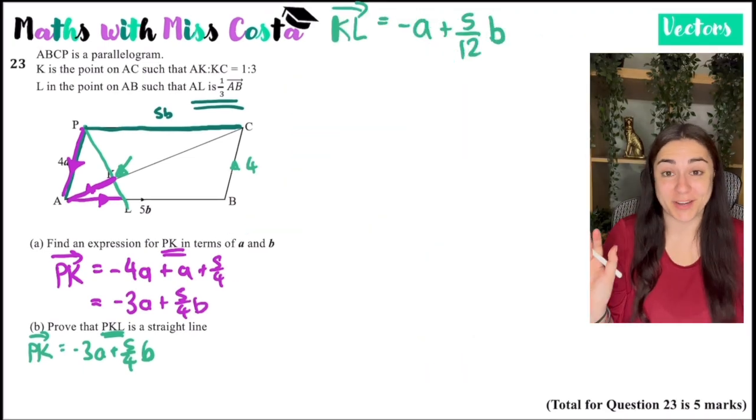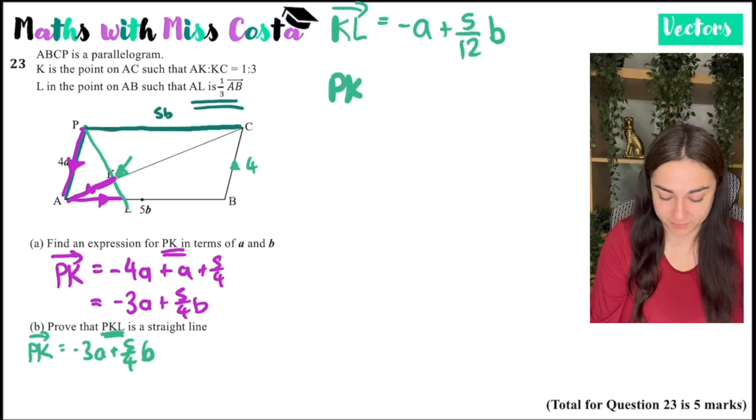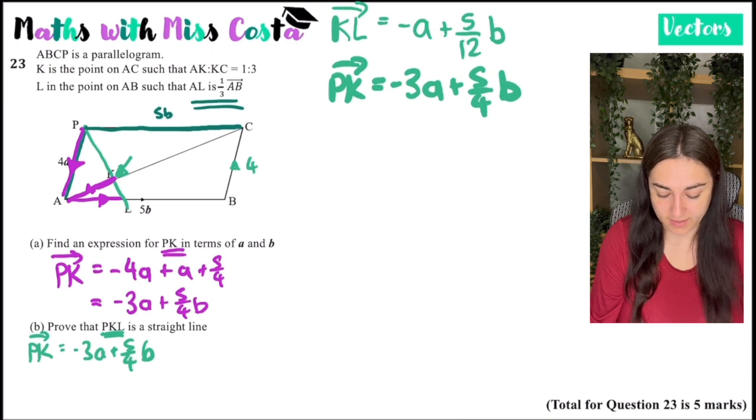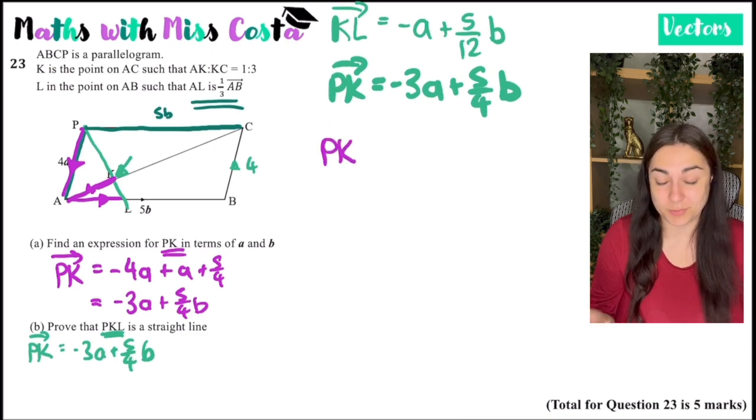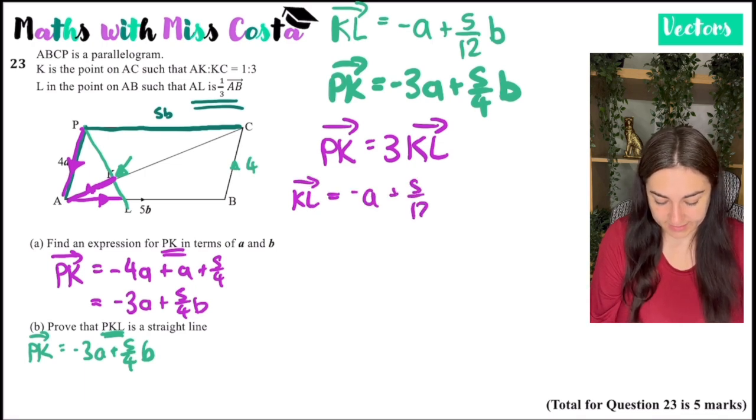Okay, so I just rubbed everything out so that there's a little bit more space. So I know that KL is minus A plus 5/12b. I know that PK is minus 3A plus 5 over 4b. So I need to prove that they are multiples of each other. Well, PK is 3 lots of KL. How can you prove that? If KL is minus a plus 5/12 b.